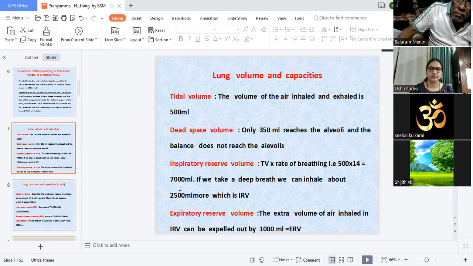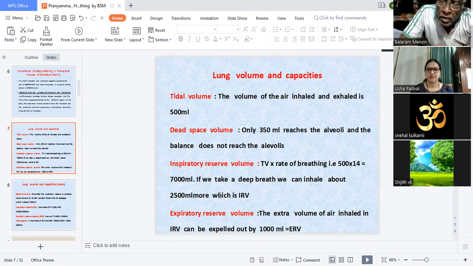If we take a deep breath, we can inhale about 2,500 ml more, which is the IRV, the inspiratory reserve volume. So 7,000 ml plus 2,500 ml. This is just for information. Nobody is going to be tested on it, but you should have knowledge of how much air we inhale and how much air we exhale.